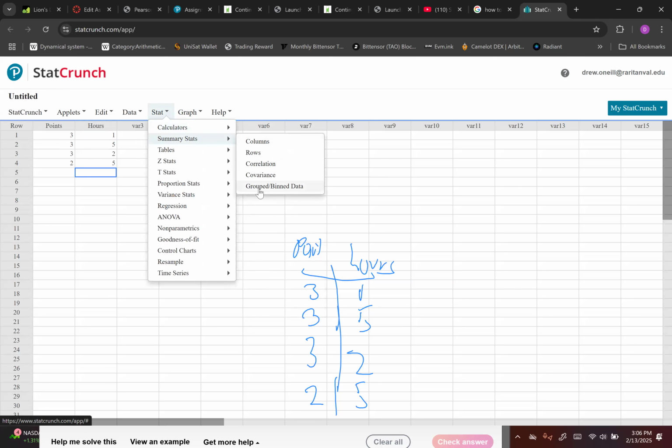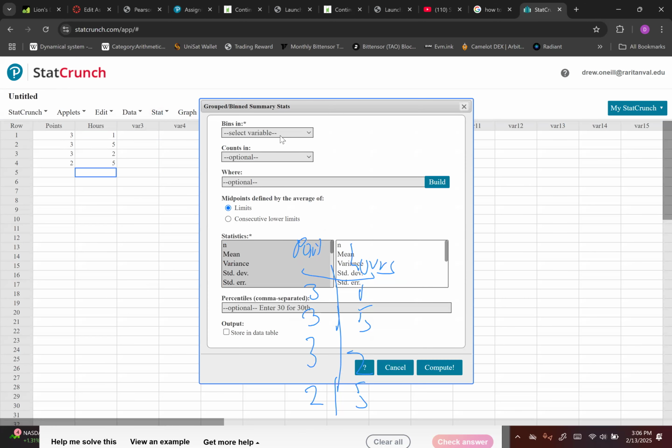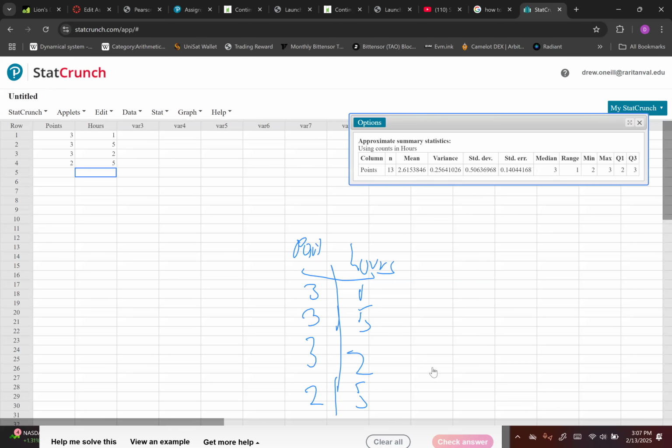Now, what do we do here? We can group bin data. Our bins are what? The points, right? And then the counts are the hours. Compute, it should give us the GPA. So GPA would be a 2.61, which is the mean, right? GPA is a mean if you think about it, but it's sort of a frequency distribution because these are weighted differently. So this makes sense because that C, because it was a 5-hour course, dropped your grade. It is close to a 3.0, but it's 2.61.